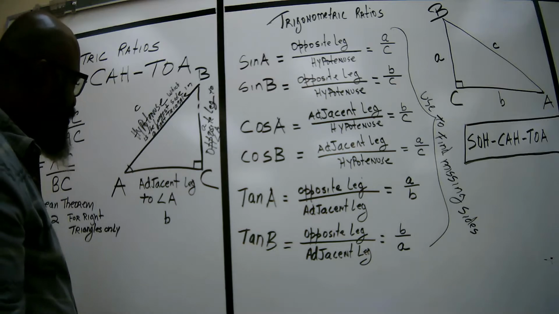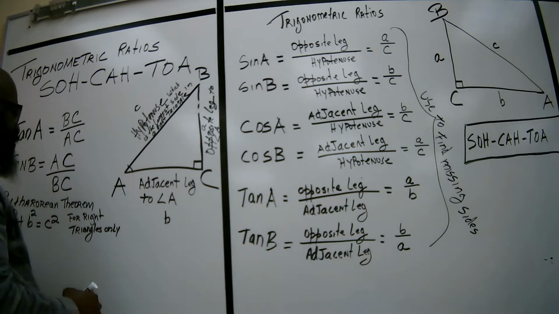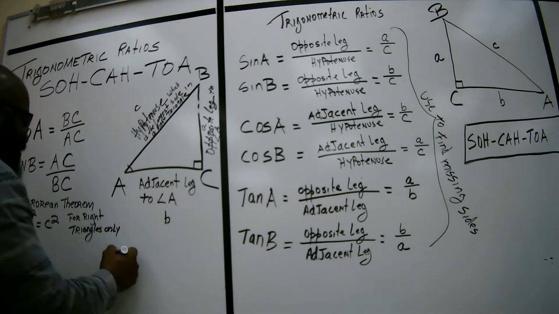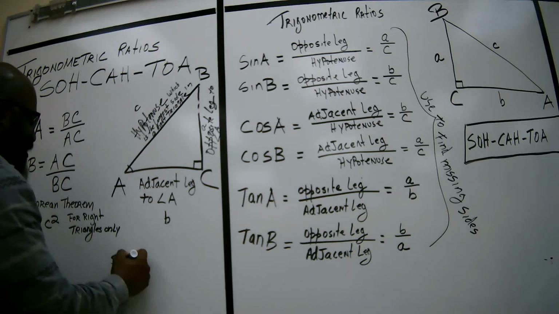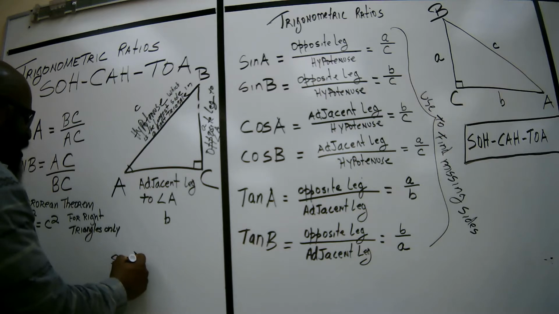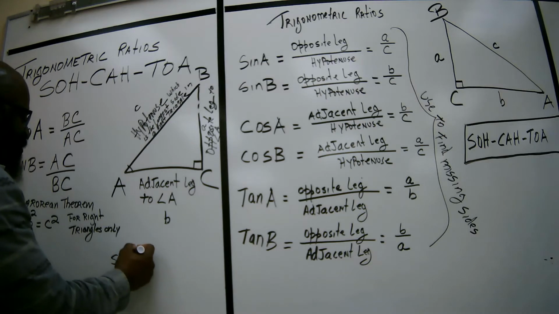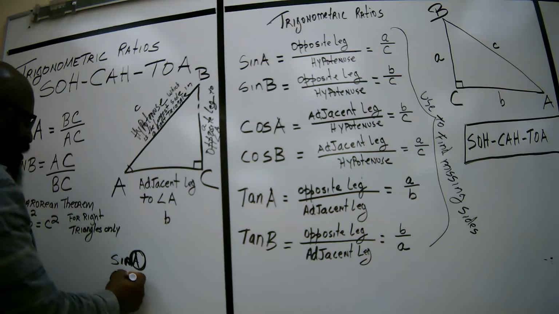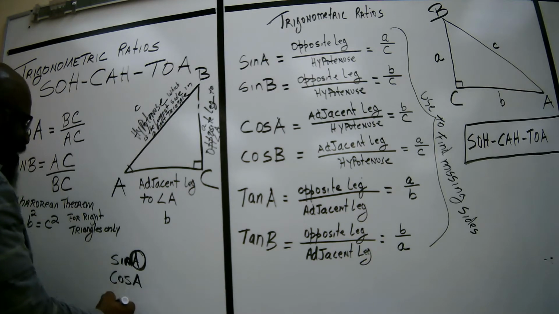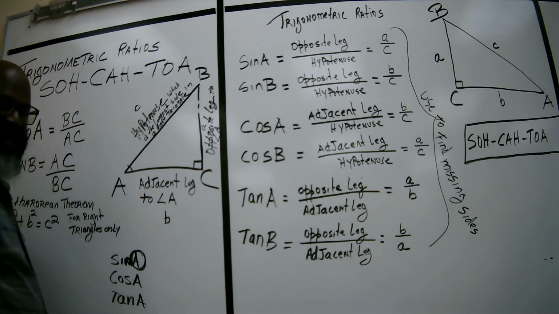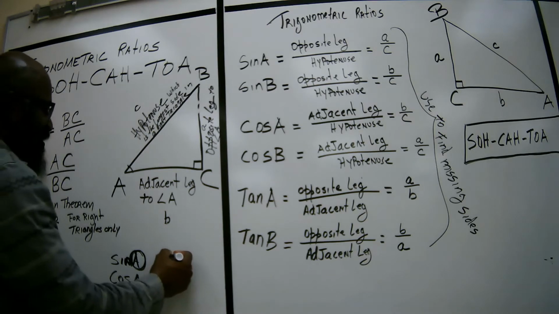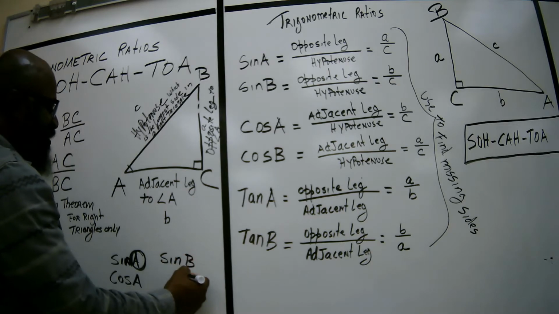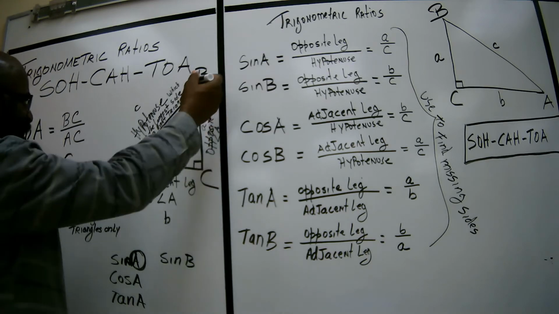So now, if they ask you to find sine A, meaning that they're telling you what angle, angle A, you need to identify angle A. Cosine A, you see that A. Tangent A, meaning you are at angle A. This is your location. But when they ask you to find sine B, the location changes. You are at a different angle. You are at this angle now.